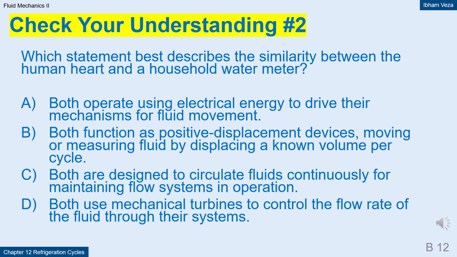The heart operates using biological energy, not electrical energy, and water meters typically use fluid motion to drive their mechanisms rather than external electricity. Option C. While the heart circulates blood continuously for life support, a water meter does not circulate fluids but measures the volume of water passing through. Option D.